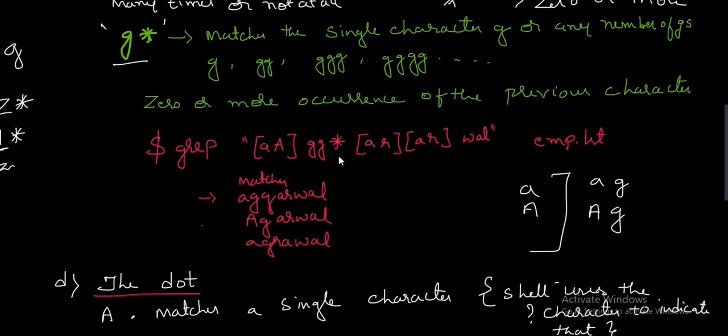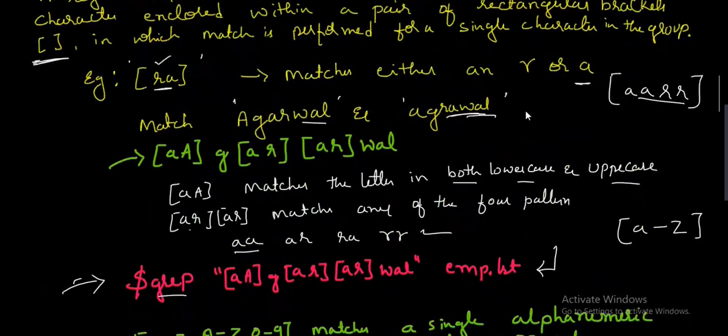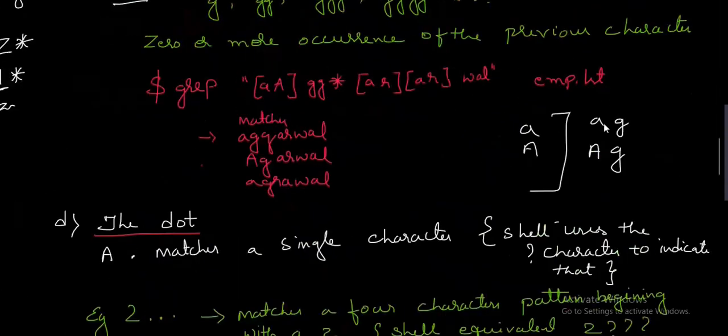Next, you have G asterisk. So in a file, consider there may be one more G in the string or there may be no extra G. I told you here asterisk indicates the occurrence of a single character or any number of characters. So in the first case, we have only one G. In case we have one more G, like AGG, AR, WAL, something like this, in that case it is going to take one more G. I think I have written it here. Can you see? So it is going to match a string which has AGG. So that is done.